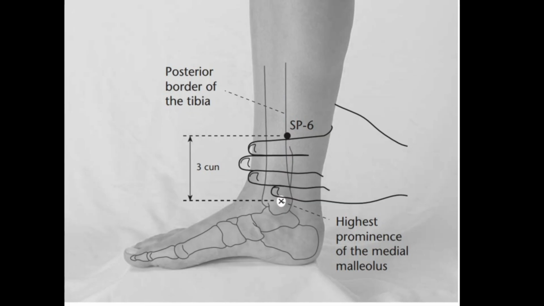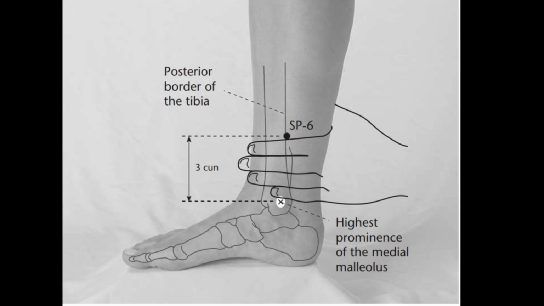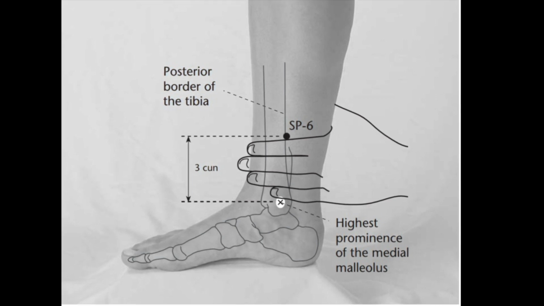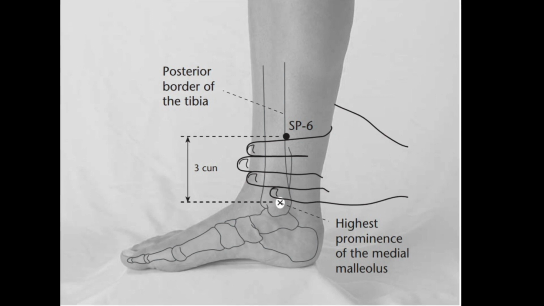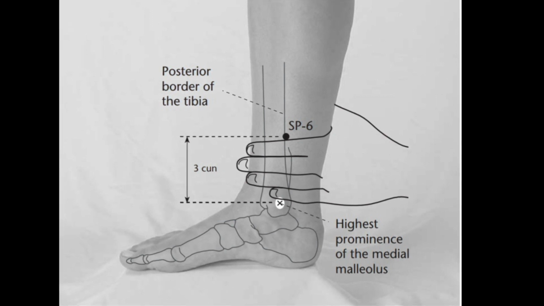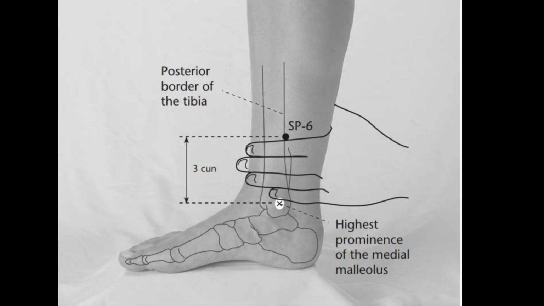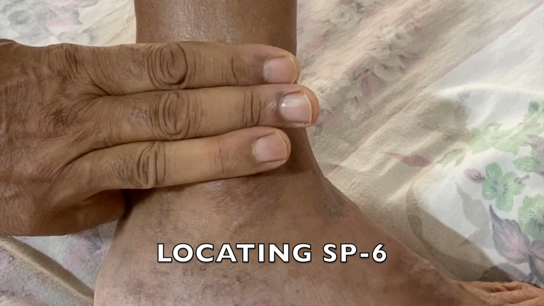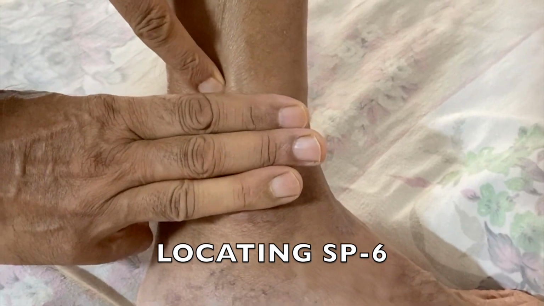Four fingers above the medial malleolus on the posterior border of the medial crest of the tibia is the spleen 6 point. At this point, the liver, kidney and stomach meridians are connected. Pressure here tonifies all these 4 organs.